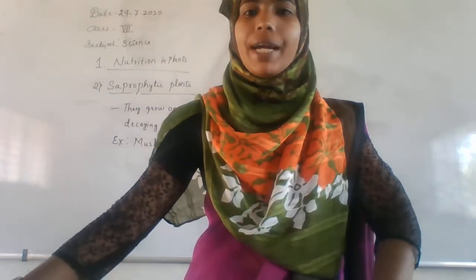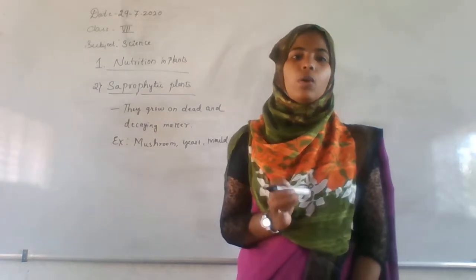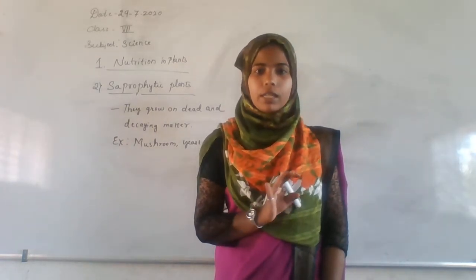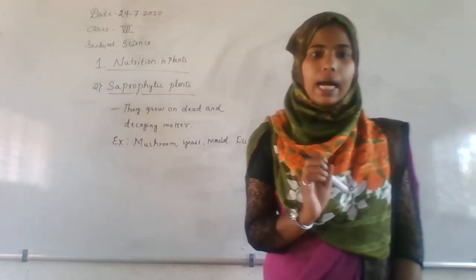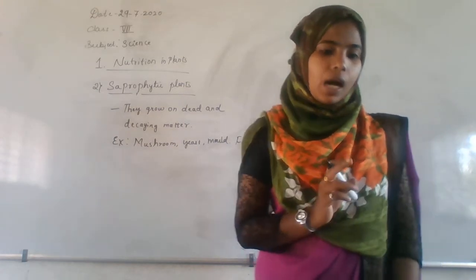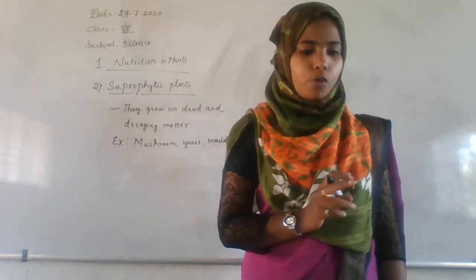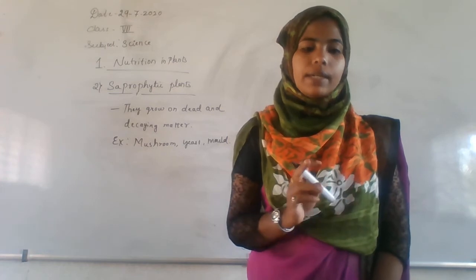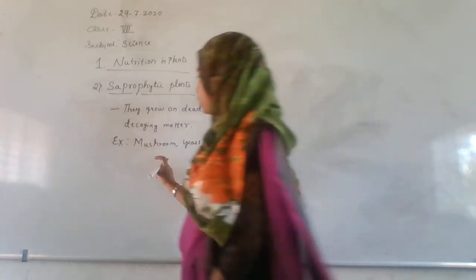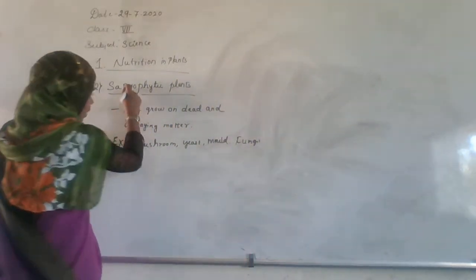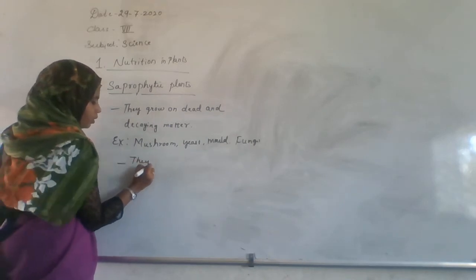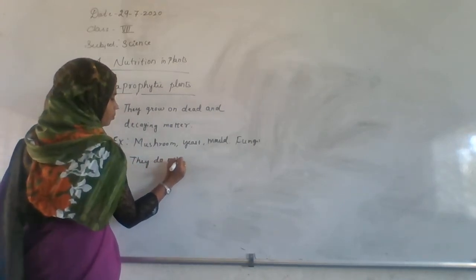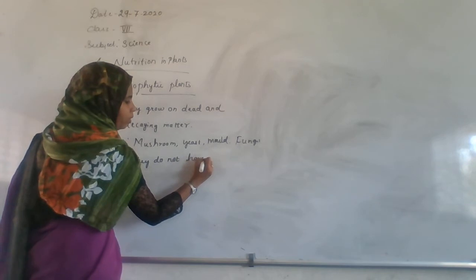Saprophytes do not have their own chlorophyll. They cannot prepare their own food, and so they secrete digestive juices. Saprophytic plants do not have chlorophyll.